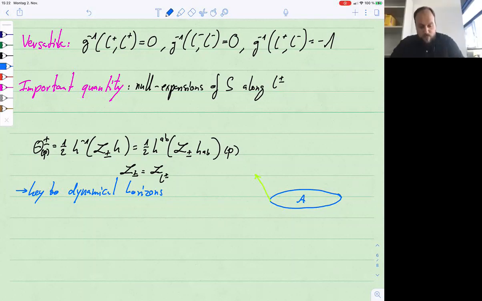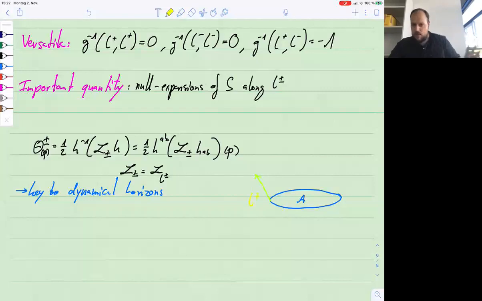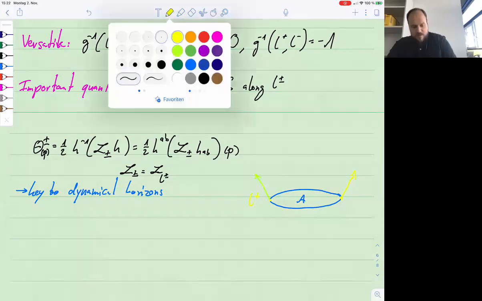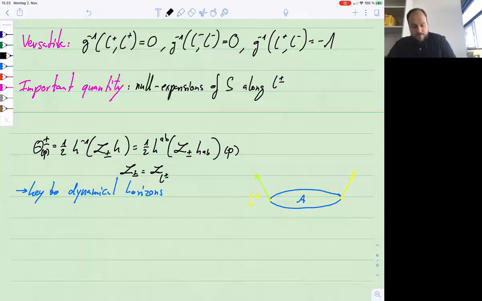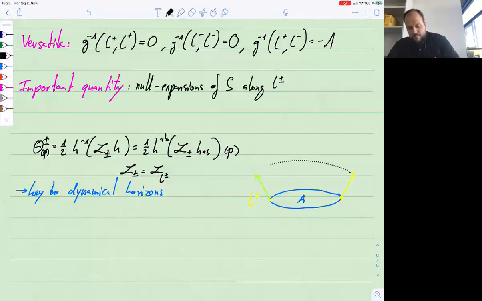Okay, so we take one, let's say L plus, for example. So we have to drag this area along this vector field. What happens? We can, of course, put this at each point of this A, this type of null congruence, and see what happens. And what we see is that here, the vector just drags the surface such that it becomes bigger.